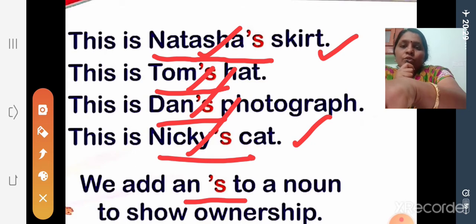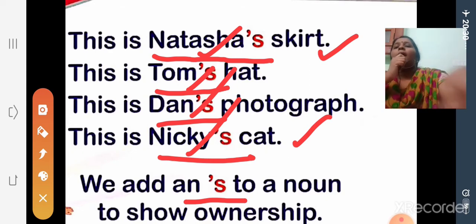You know how we can show this possession? By adding apostrophe s. Natasha's skirt: skirt belonging to Natasha, the skirt of Natasha. Then Tom's hat: the hat of Tom. Then Dan's photograph: the photograph of Dan. Then Nikki's cat: the cat of Nikki.